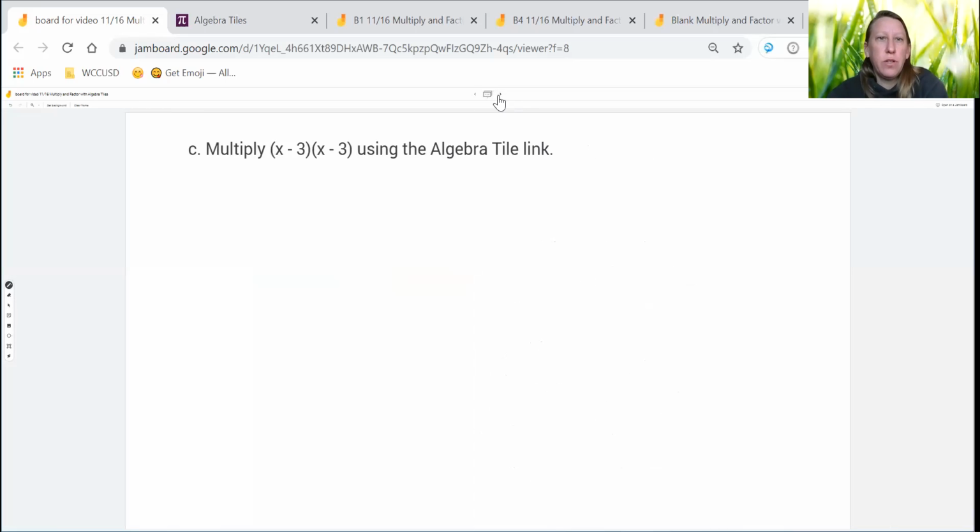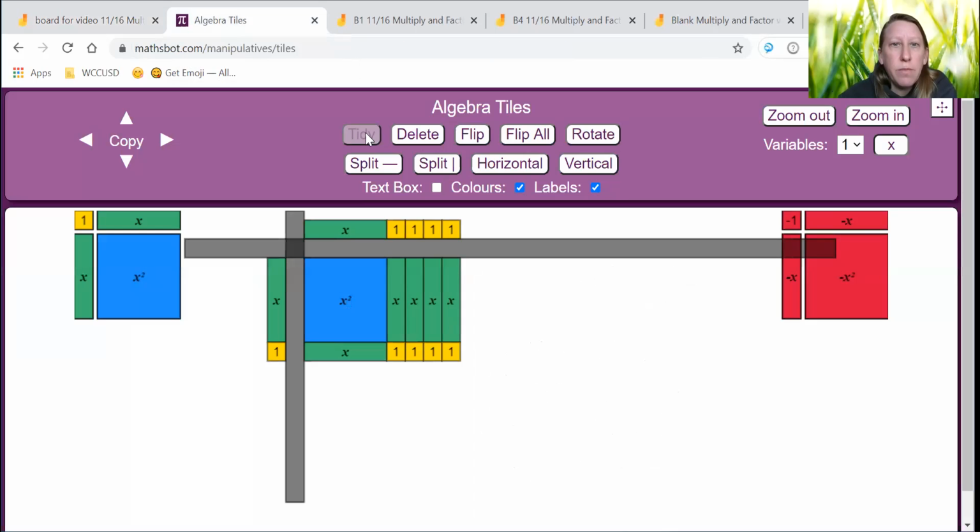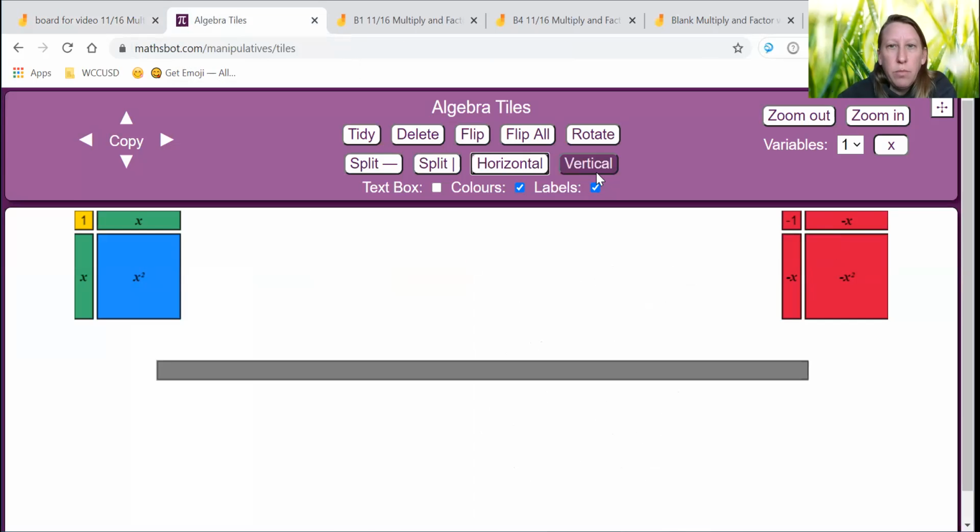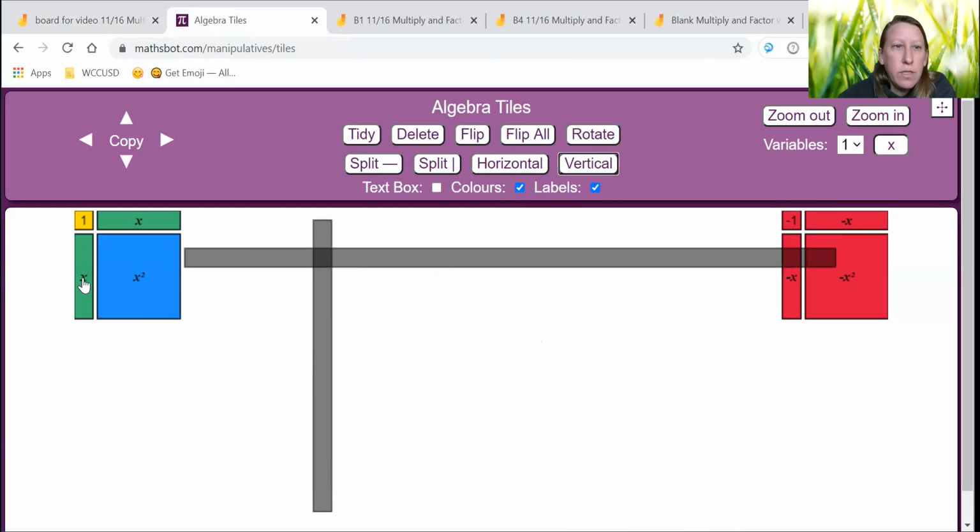Here's another one. Let's use our algebra tiles. We've got the quantity of x minus 3 times the quantity of x minus 3. So I'm going to build x. How do I do minus 3? I'm not going to use these. I'm going to use the opposite of those. So I'm going to go over here and grab these. See how all of these are the opposite of the other pieces?